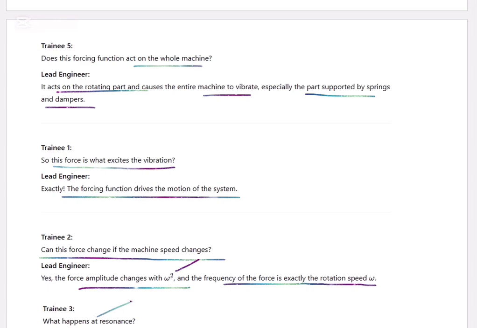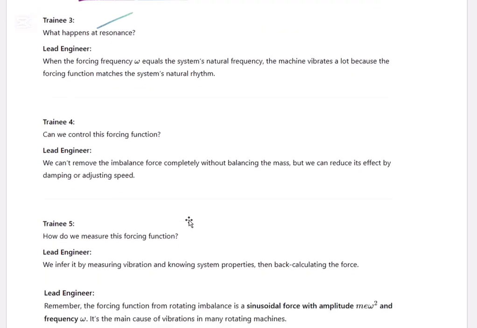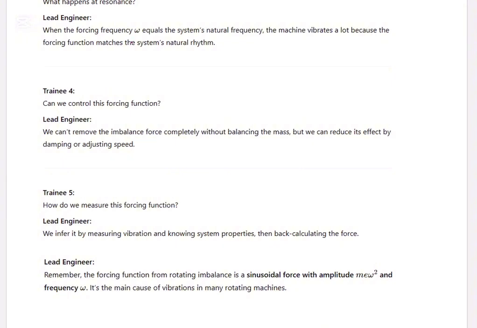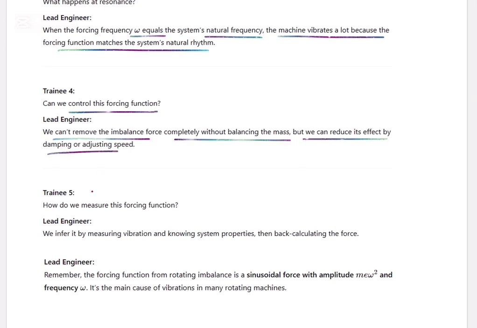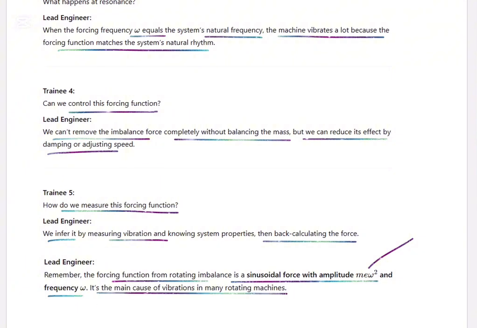What happens at resonance? When the forcing frequency omega equals the system's natural frequency, the machine vibrates a lot because the forcing function matches the system's natural rhythm. Can we control this forcing function? We cannot remove the imbalance force completely without balancing the mass, but we can reduce its effect by damping or changing speed. How do we measure this forcing function? We infer it by measuring the vibration and knowing the system properties, then back calculating the force. Remember, the forcing function from rotating imbalance is a sinusoidal force with amplitude m e omega squared and frequency omega. It is the main cause of vibrations in many rotating machines.